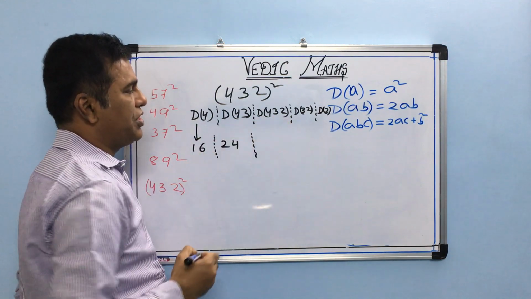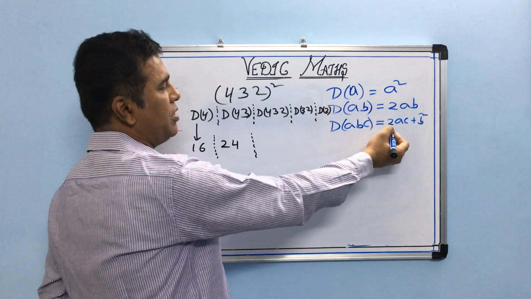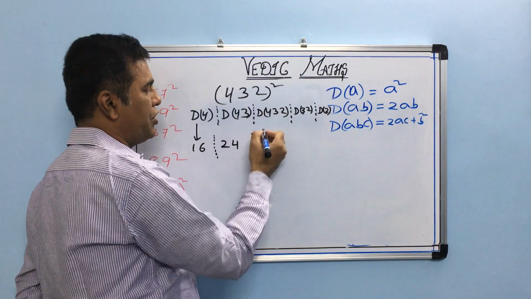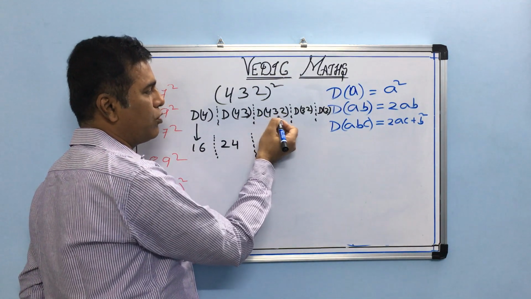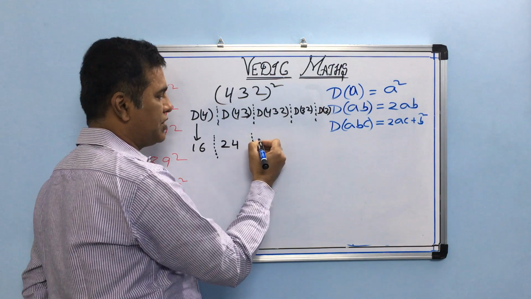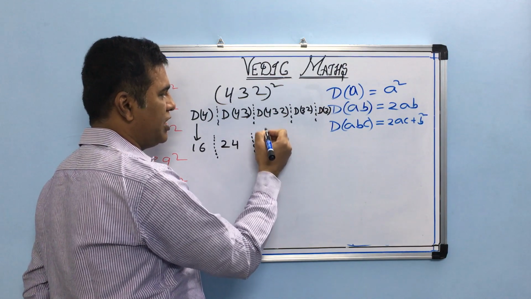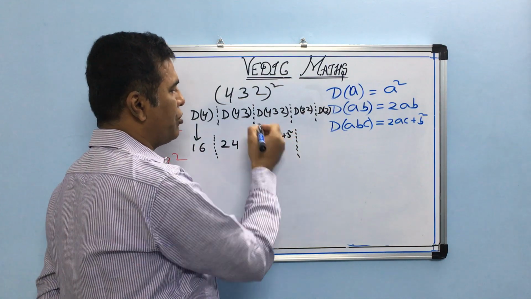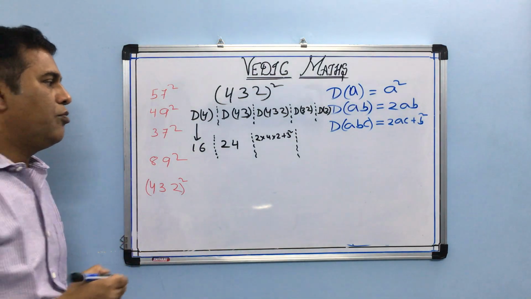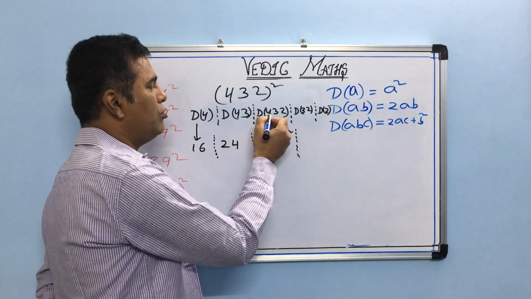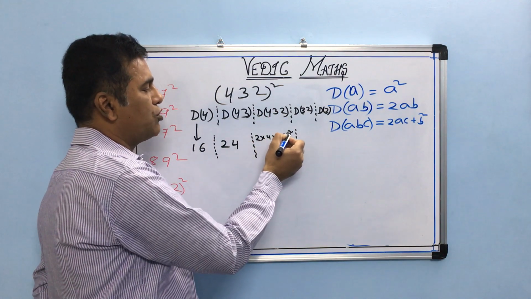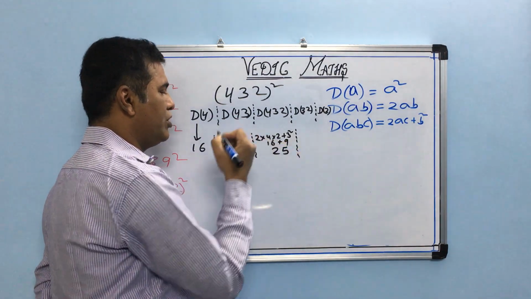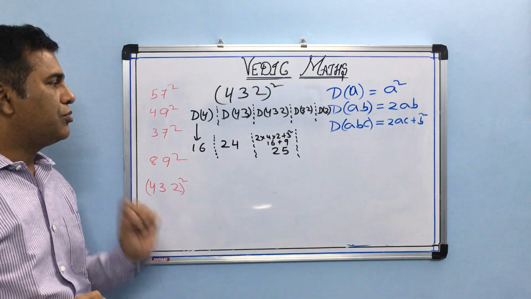Then duplex of a 3-digit number. The duplex of a 3-digit number can be written as 2AC plus B square. So this will become how much? 432. First these two numbers will multiply, 4 and 2. That will be 8 and it's twice. So for your easy understanding, first 2 into 4 into 2, then plus 3 square. So 4 into 2 is 8, into 2 is 16, and 3 square is 9. So 16 plus 9 is 25. So here duplex of 432 is 25.